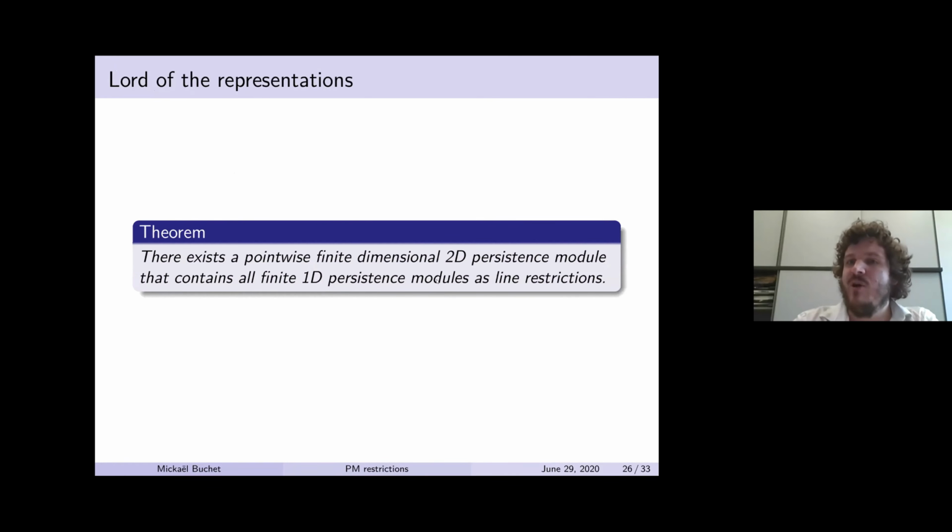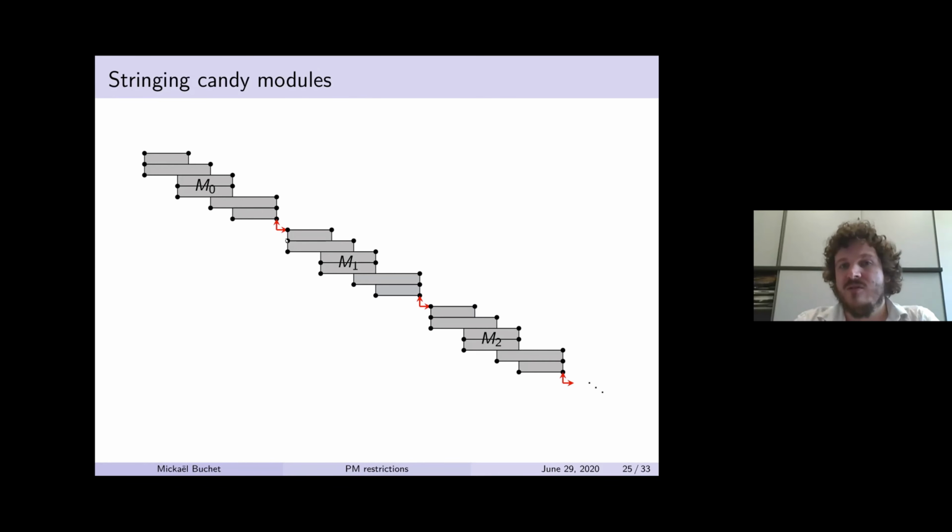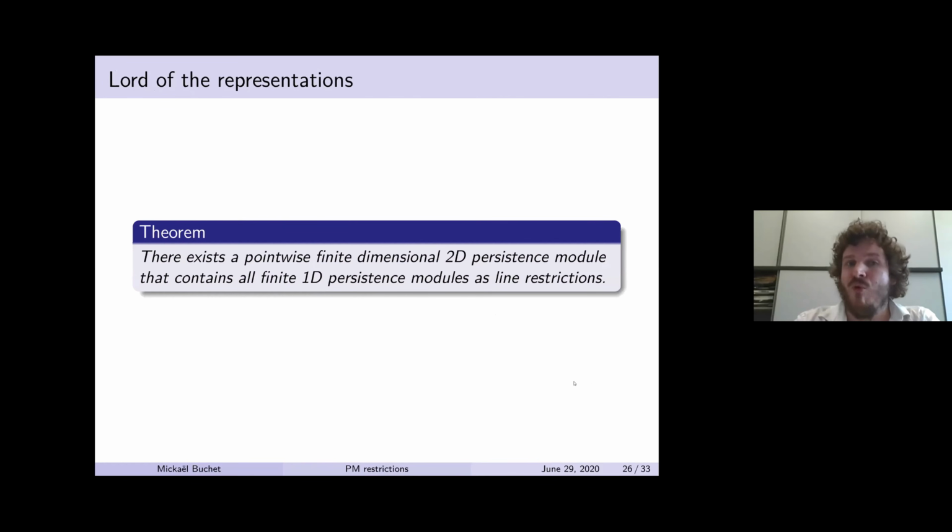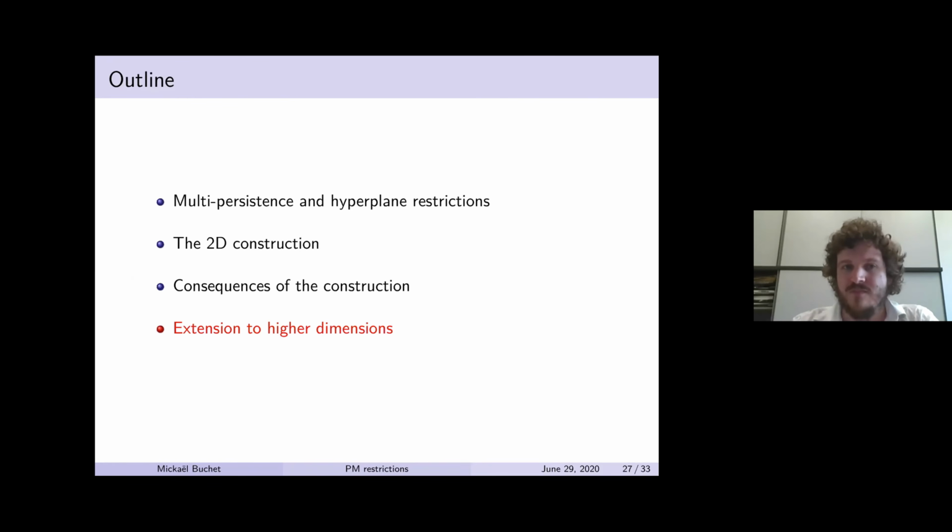And I can just enumerate all finite 1D persistence modules, and then I glue my construction for every one of them all along here. And I get a pointwise finite dimensional 2D persistence module, which is infinite, but contains all of the 1D persistence modules as line restrictions. Of course, up to isomorphism and translation. So now that's a nice construction. Can we extend it to higher dimension?